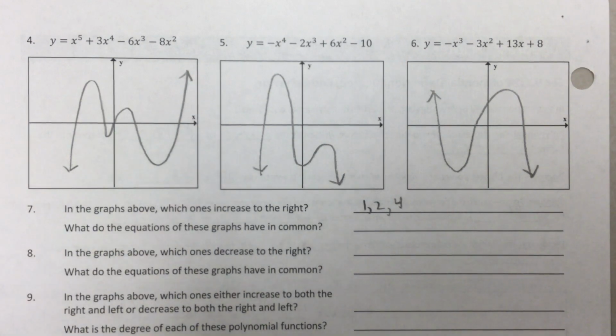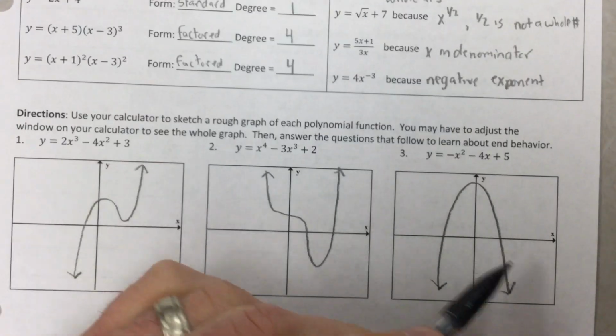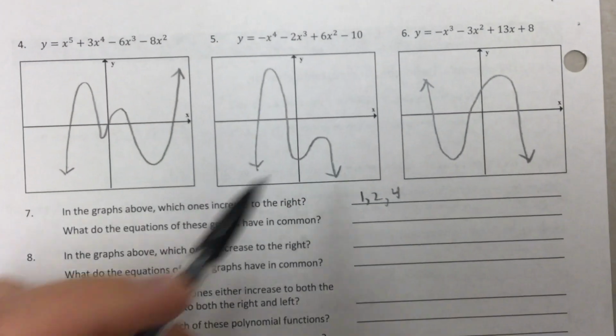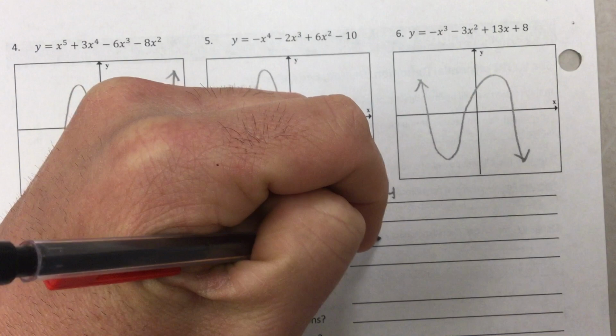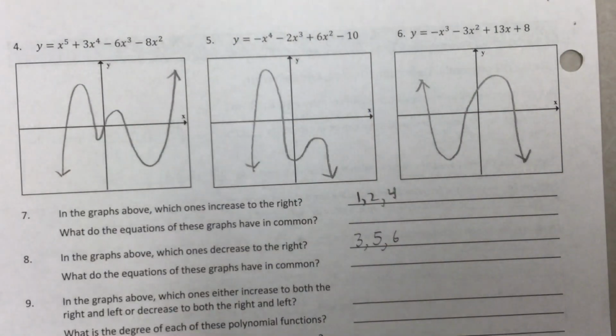And then it said which ones decrease on the right-hand side. So decrease on the right-hand side is a down arrow on the right-hand side. So that'd be 3. And then 5 and 6. Those have down arrows on the right-hand side. So that was the top of 8.